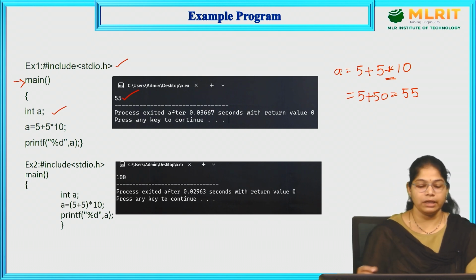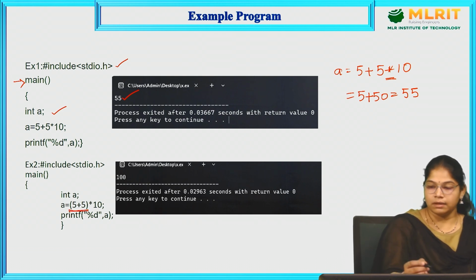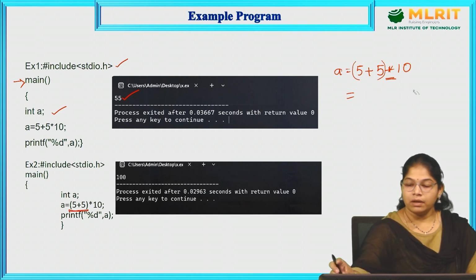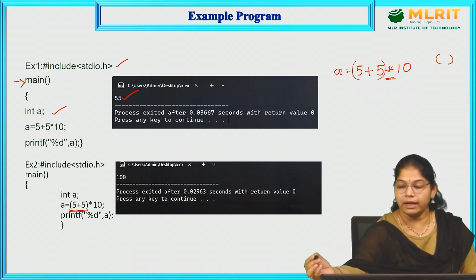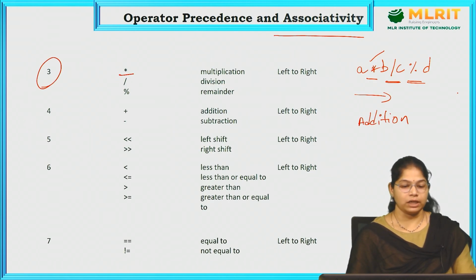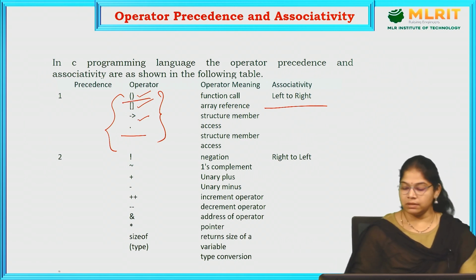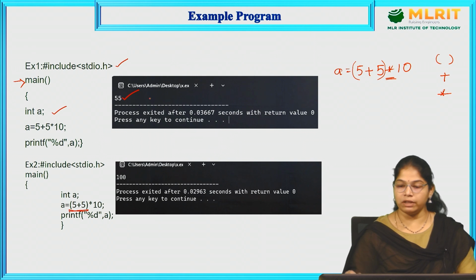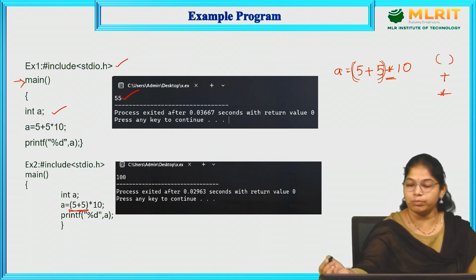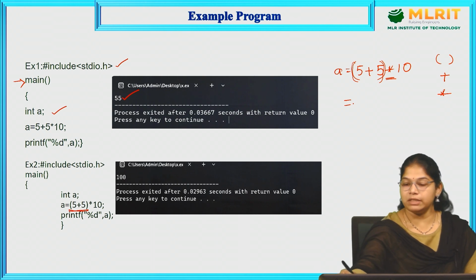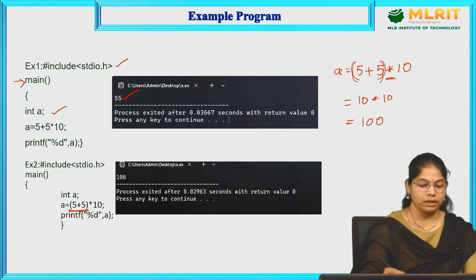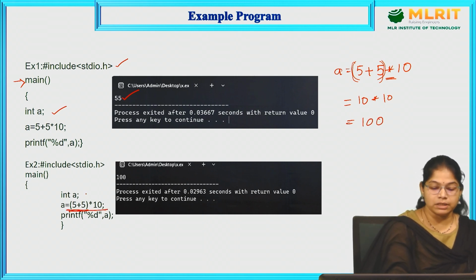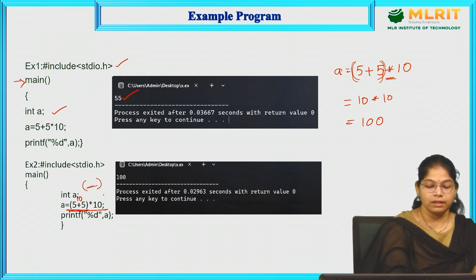Now in the same example, I added a parenthesis: (5 + 5) * 10. The operators in this expression are parenthesis, plus and multiplication. If we observe the chart, parenthesis has the highest precedence, so whatever is included in it is evaluated first. So it is 5 + 5, that is 10, then 10 * 10, it is 100.